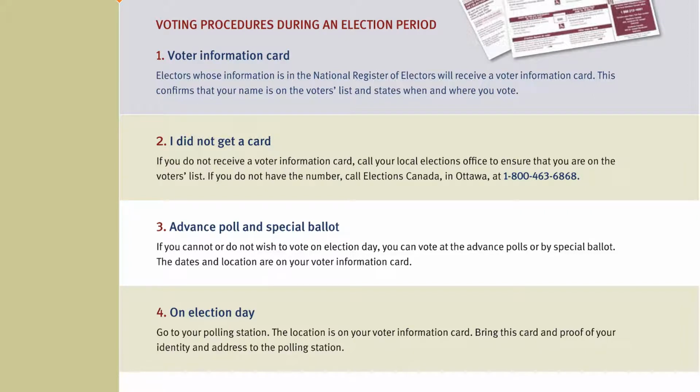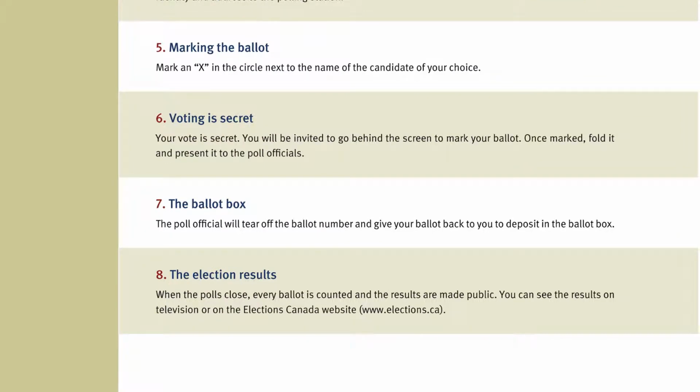On Election Day, go to your polling station. The location is on your voter information card. Bring this card and proof of your identity and address to the polling station. To mark your ballot, mark an X in the circle next to the name of the candidate of your choice. Your vote is secret. You will be invited to go behind the screen to mark your ballot.